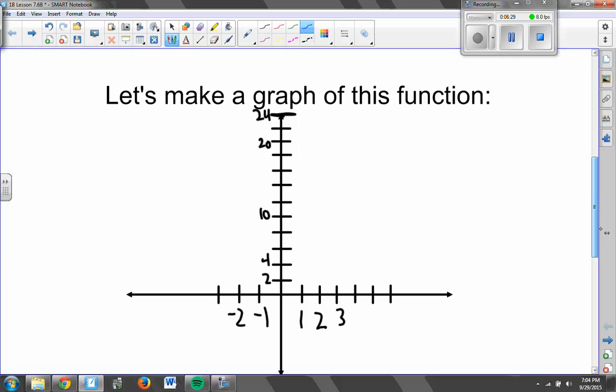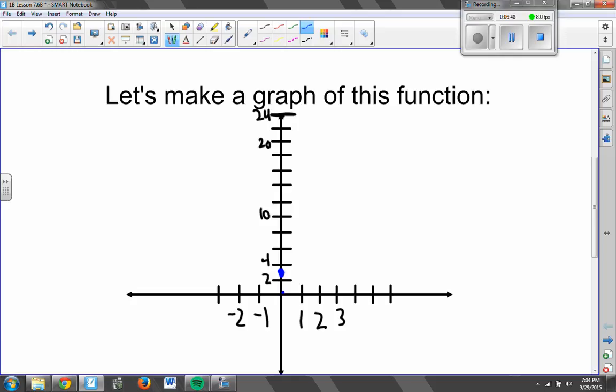So on my graph, I'm going to go to 0 on my x-axis, which is right here, right at the origin, or where the two axes cross, and I'm going to go up to 3 and plot a point right there. That blue dot is my first point. When x is 0, my y value is 3.